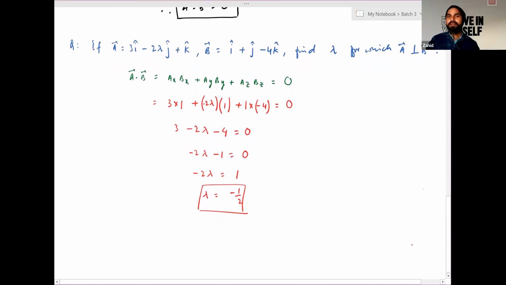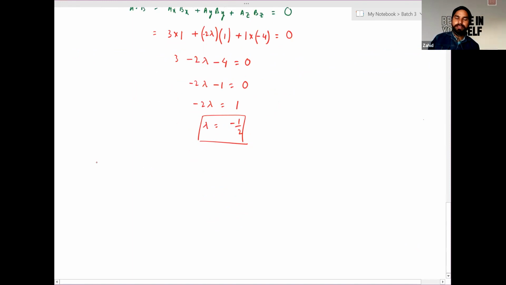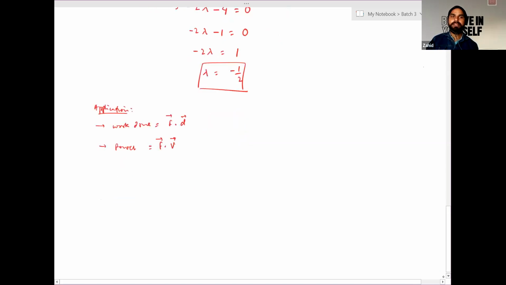Okay. So this is all about dot product. Now there is some application of this dot product. First is work done. It will be dot product of force and displacement. Next is power, which is dot product of force and velocity, which we'll learn in more detail in chapter number 6. Okay, just write it down till this part.